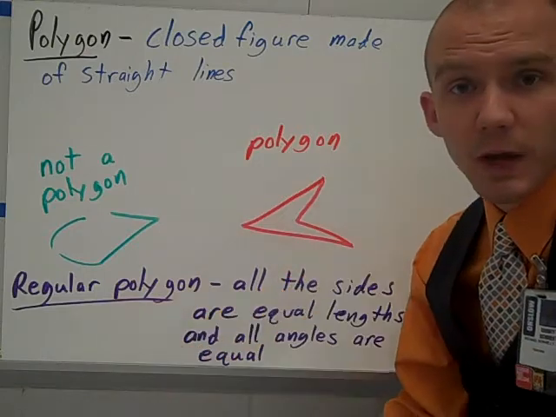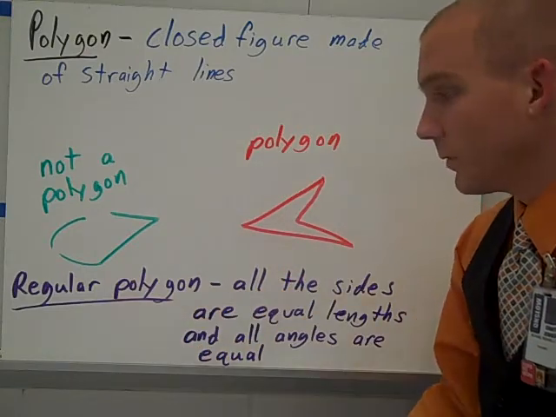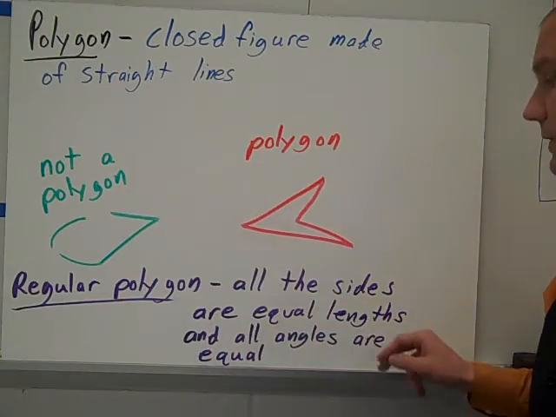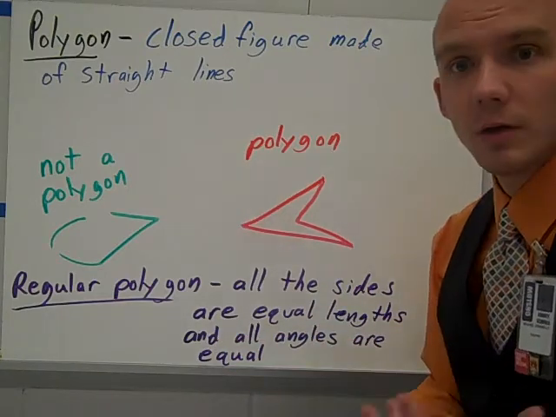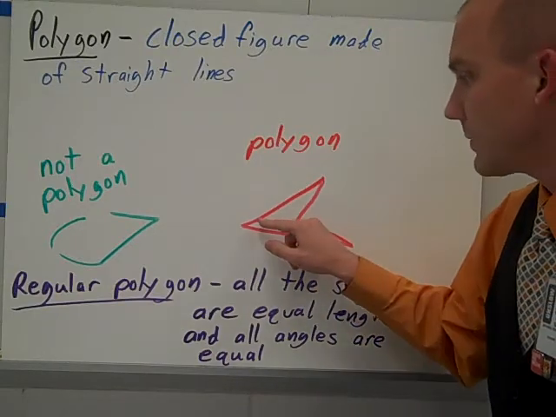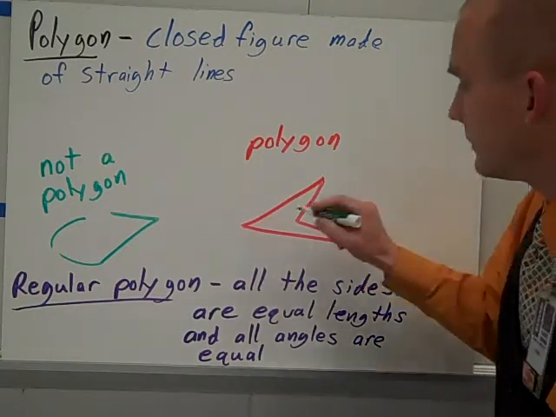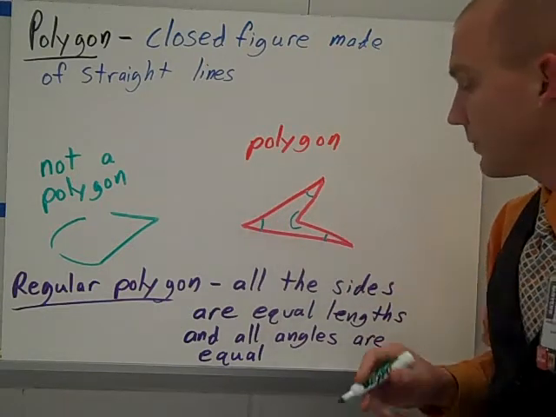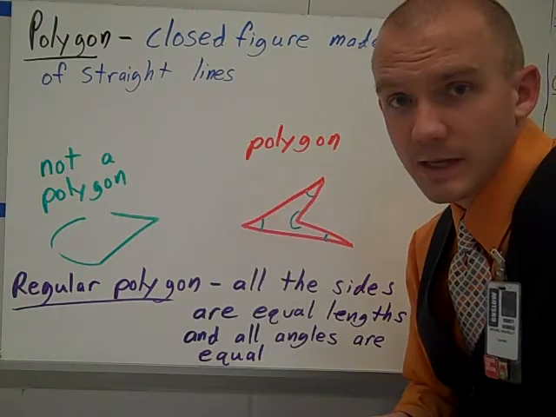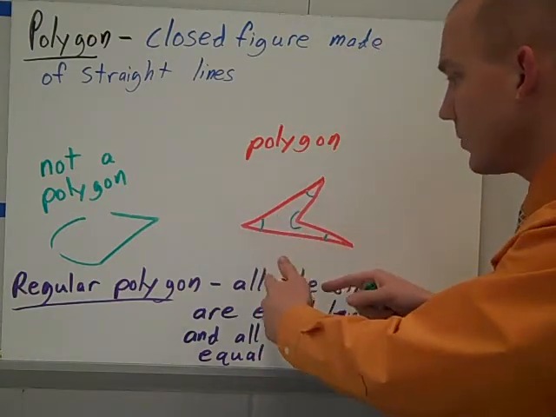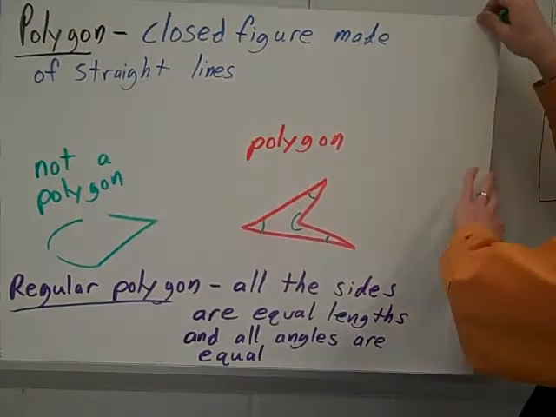A special type of polygon is called a regular polygon. What that means is that all of the sides are equal lengths and all of the angles are equal measure. The sides are measured here, these lengths right here, and the angles are these things here. These corners are your angles. And in a regular polygon, they're all exactly the same size. So this, for example, is not regular because these sides aren't equal and the angles aren't.